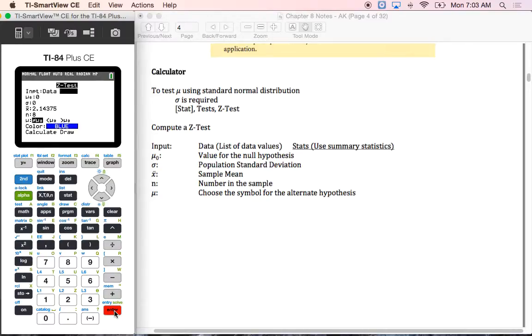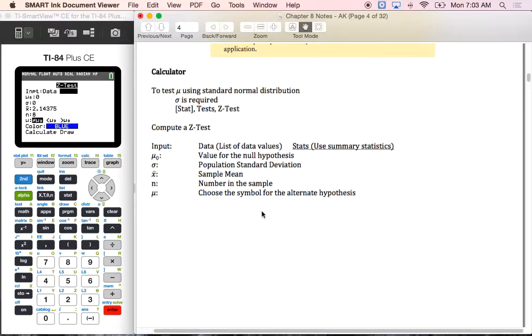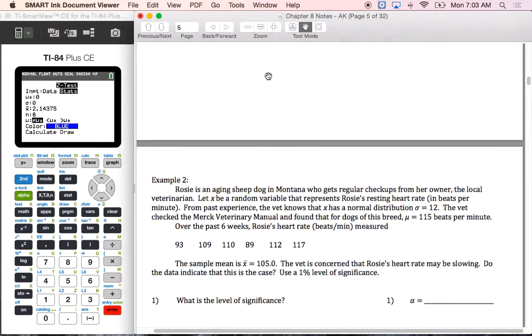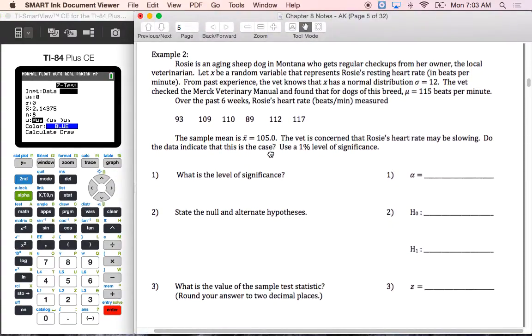Okay, so the mu is going to be your value for your null. Your sigma is your population standard deviation. X bar is your sample mean. N is the number in the sample. And then mu, you're going to choose your alternate hypothesis. So that's there for us. Keep that up, and we're going to go through example 2 together.